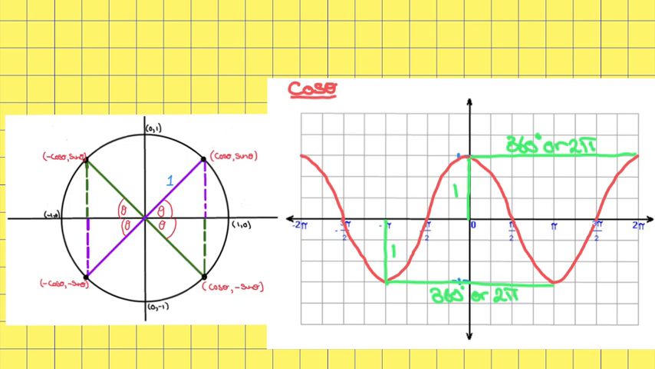You should also notice that the graphs of cos theta and sine theta are really identical graphs, but out of phase by an amount of 90 degrees or pi over 2 degrees.